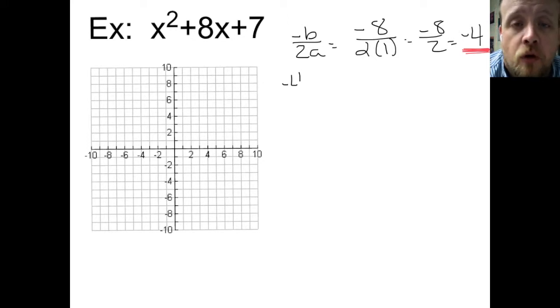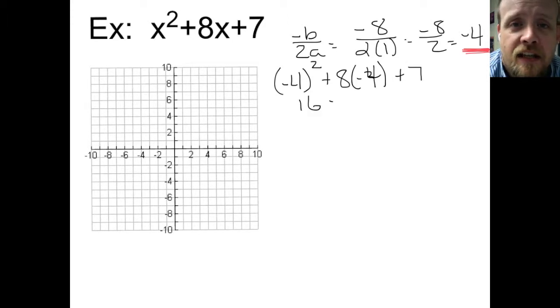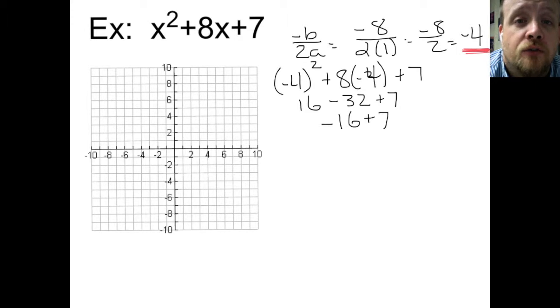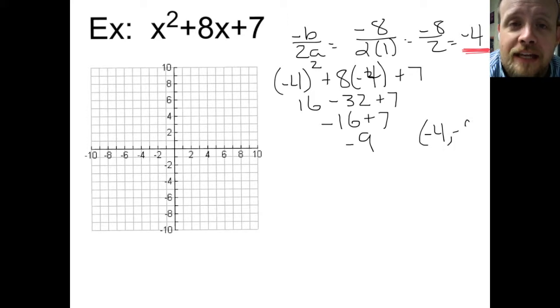So negative 4 squared, remember I'm putting this in parentheses, plus 8 times negative 4 plus 7. Negative 4 squared is 16. 8 times negative 4 is negative 32. We're adding that 7. You get negative 16 plus 7, and that will give you a grand total of negative 9. So our vertex is located at the point negative 4 comma negative 9.